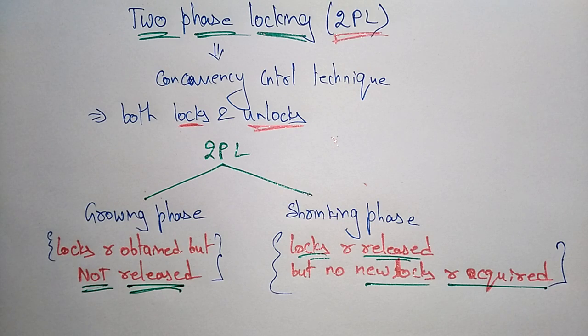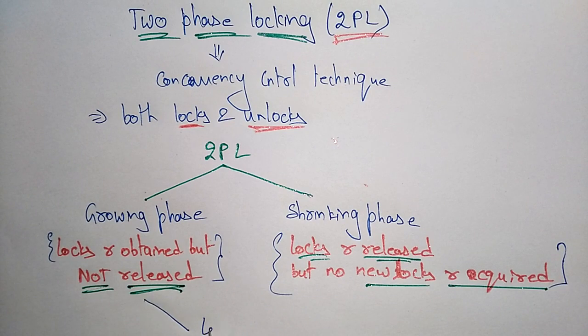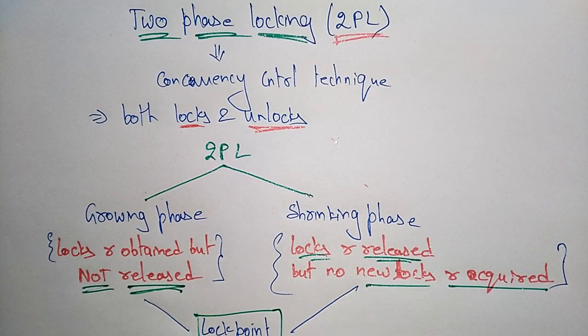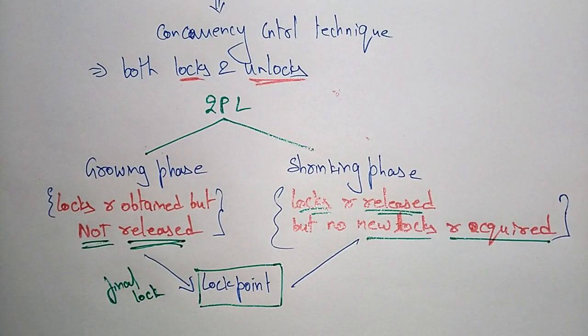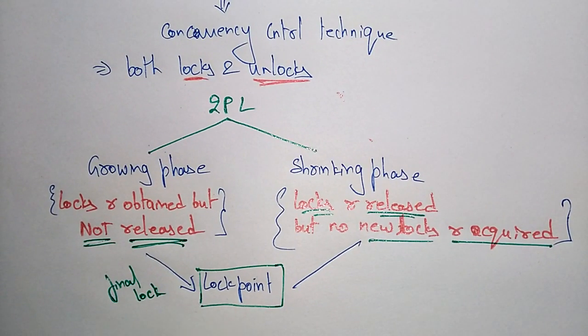Actually, this two-phase locking has a common point, that is the lock point. What is this lock point? The growing phase locks all the transactions and it comes to the final lock. So it is the final lock. After the lock point, the growing phase cannot allow new locks.